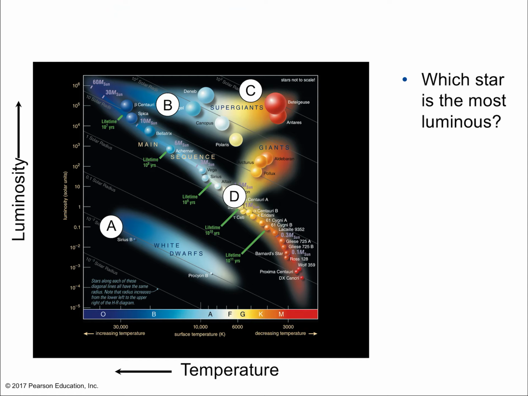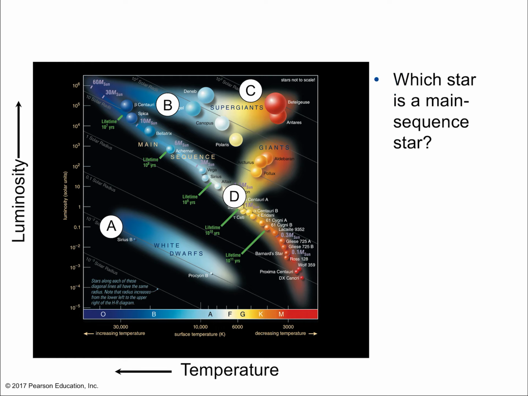Which star is the most luminous? Vertical axis, right? It's C, of course. These supergiants over here are very, very luminous. Now, are they absolutely the most luminous stars among all the galaxies? Not really. The most luminous stars are going to be these really, really hot blue stars over here, but the supergiants can get pretty close. In this case, C. We have a C over here. We don't have a letter in this corner.